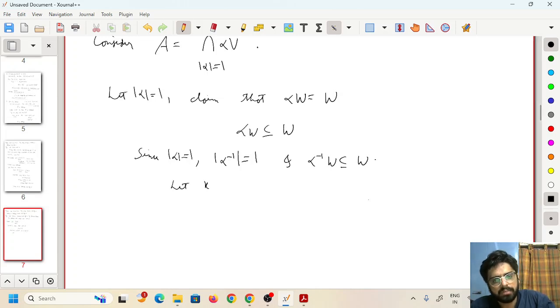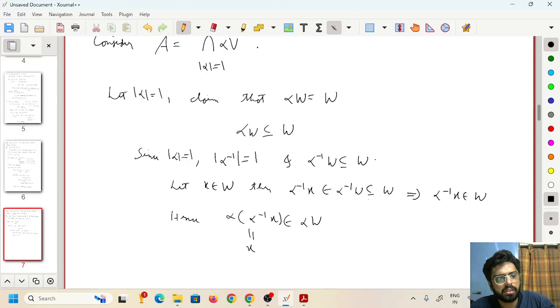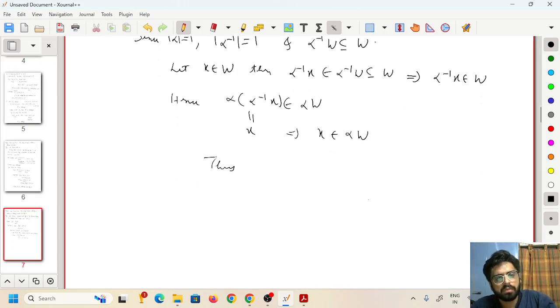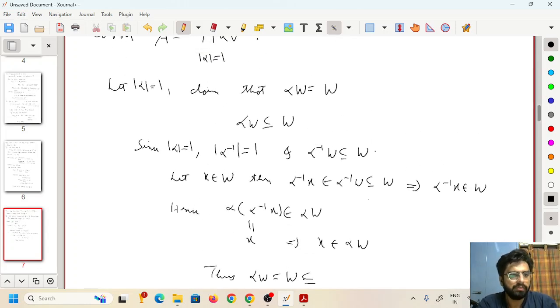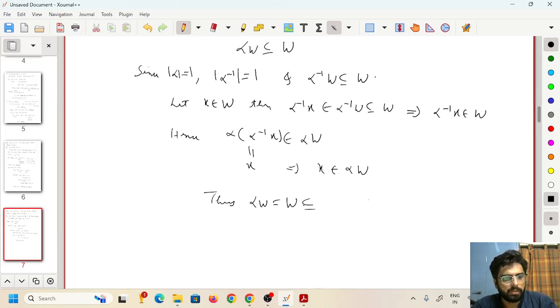Okay. Now let x belong to W, then alpha inverse times x belongs to alpha inverse W, which is contained in W. This implies alpha inverse times x belongs to W. Hence alpha times alpha inverse times x belongs to alpha W, but this is nothing but x. This implies x belongs to alpha W, right? Thus alpha W is equal to W. Okay, right? Alpha W is equal to W, and this W is contained in V. So alpha W, which is equal to W, is contained in alpha V for every mod alpha equal to 1. This implies W is contained in the intersection of alpha V, mod alpha equal to 1.